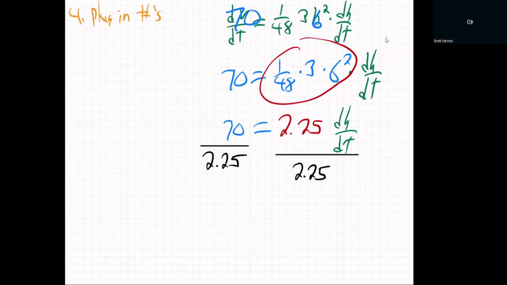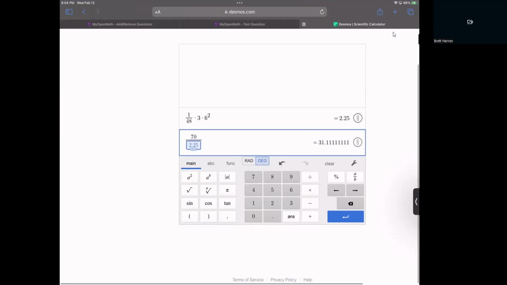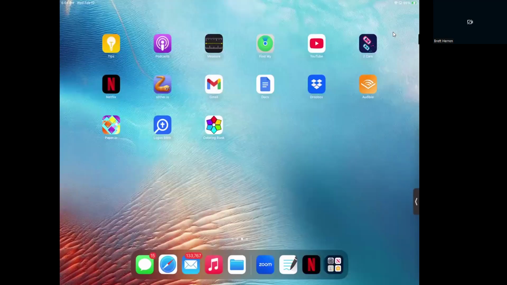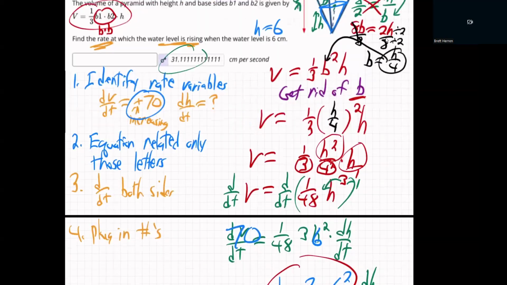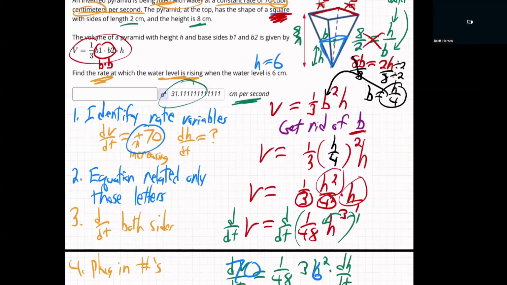Last step, we divide both sides by 2.25. So dH/dt is 70 divided by, going too quick here, 70 divided by the last answer, 2.25, which is 31.1111. So 31.111, and that's indeed what they said. That many centimeters per second is how fast the water level is rising as they fill up the pyramid. So there we go.